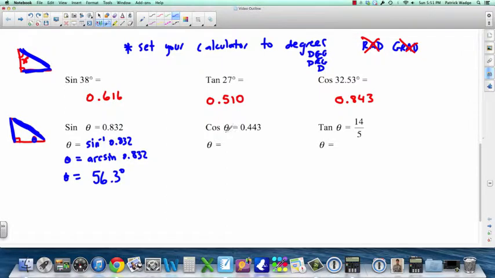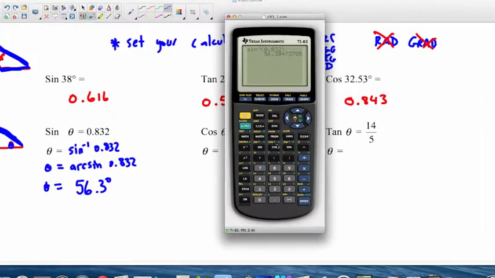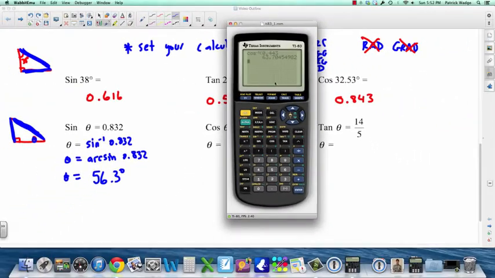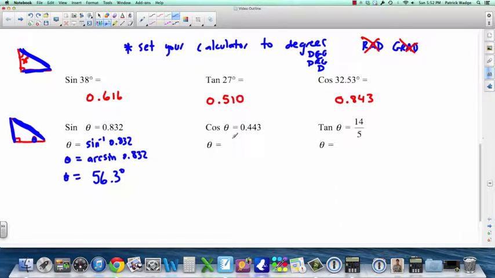Cosine of some angle equals 0.443. How much is the angle? So I'm going to do, since I'm trying to find the angle, I'm going to do second or inverse or shift, some of you have, shift cosine of 0.443, and I get 63.7 as my answer. And this is degrees. Notice I put degrees on both of these because it's an angle.